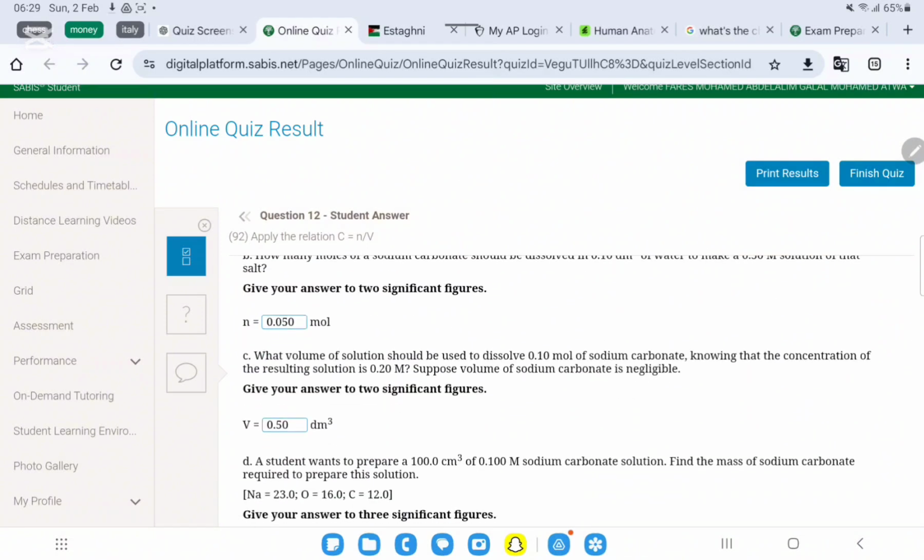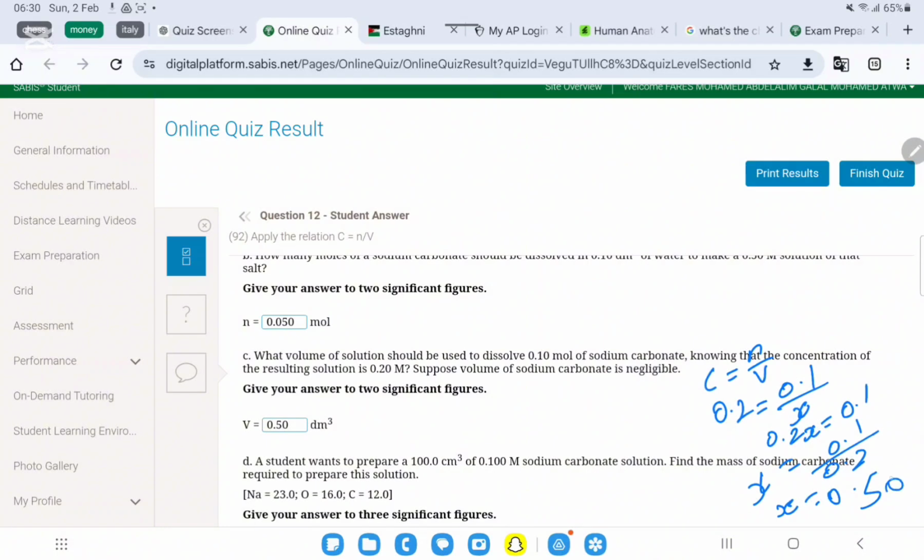They said they want the volume. We know that C equals n over V, so C is 0.2, n is 0.1. They want the volume, x: 0.2x equals 0.1. 0.1 divided by 0.2 equals x. You get 0.5. Again, two significant figures, 0.50.